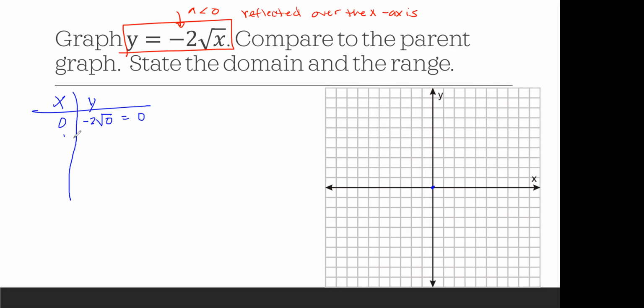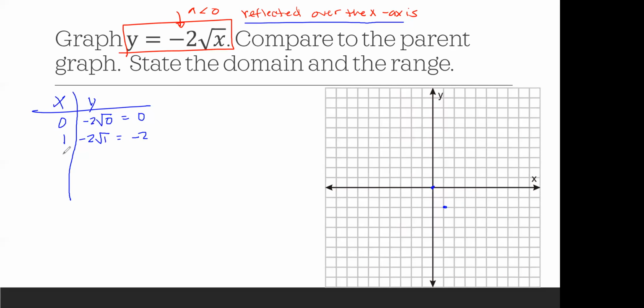So then I'm going to plug in 1. So -2 times the square root of 1. Well, the square root of 1 is 1, and 1 times -2 is -2. So when x is 1, y is -2, which makes sense that our graph is going below the x-axis because it's being reflected over the x-axis.